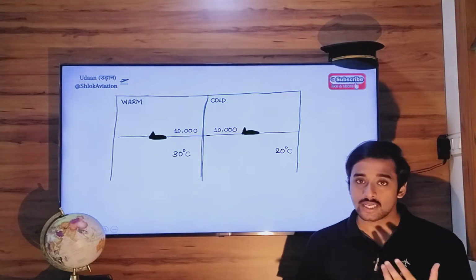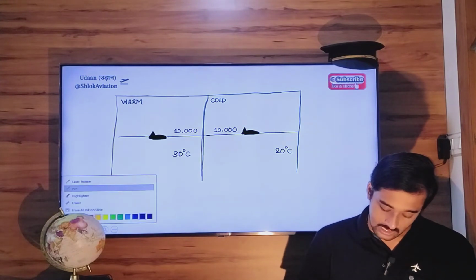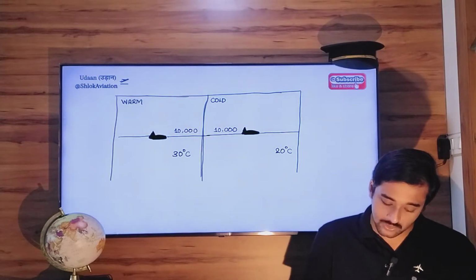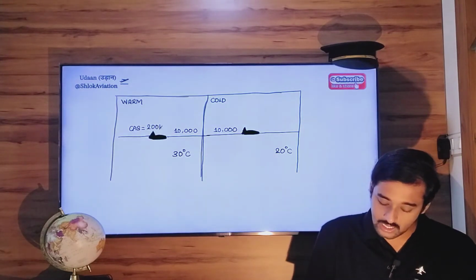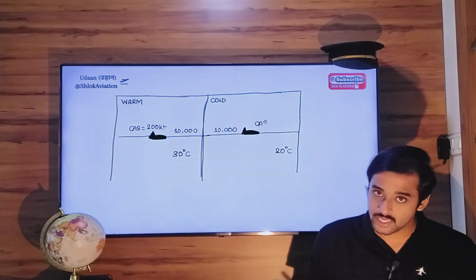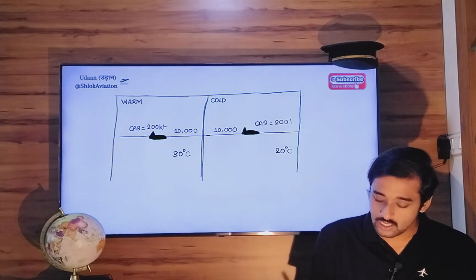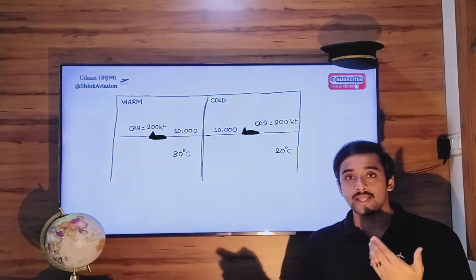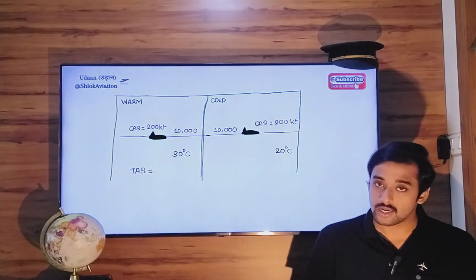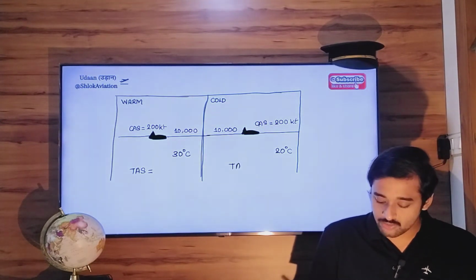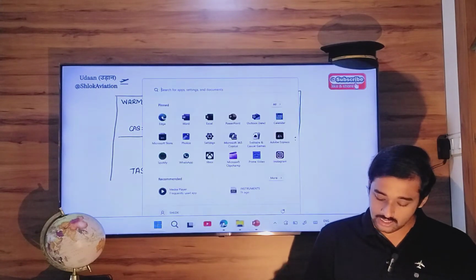You're flying at a constant calibrated airspeed. That means the calibrated airspeed here in the warm air mass is, let's say, 200 knots, and you're flying at the same calibrated airspeed of 200 knots in the cold air mass. What will be the TAS? Let's calculate the TAS in the warm air mass and then calculate the true airspeed in the cold air mass using CX3.